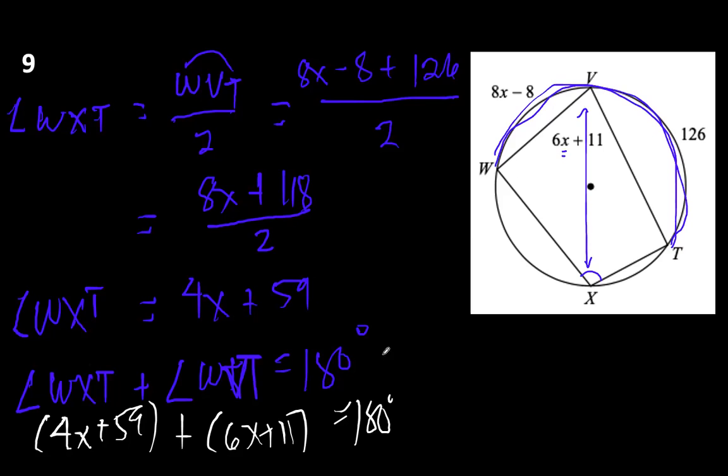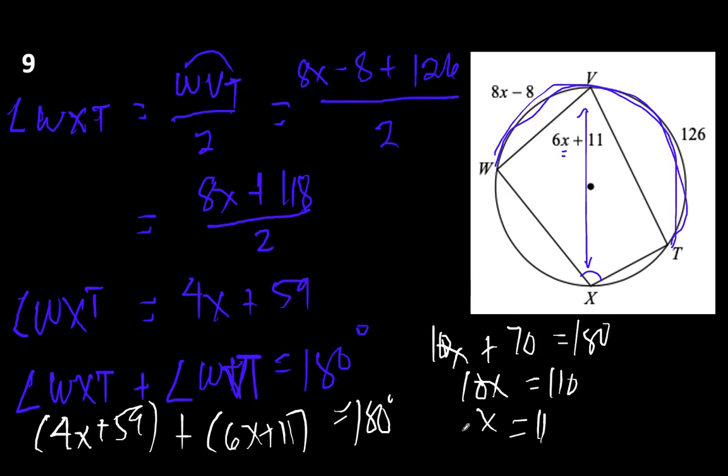Okay, so let's now solve for x. 6x plus 4x, that's 10x. 10x plus 59 plus 11, that's 70, is equal to 180, right? So 10x equals 110 and x equals 11. Okay, so we found the value of x.